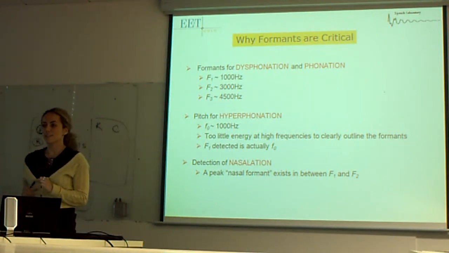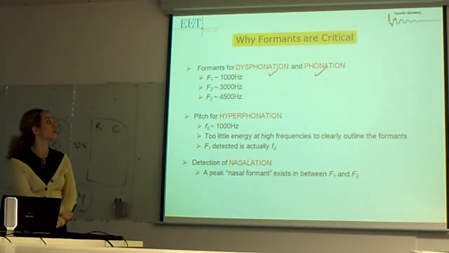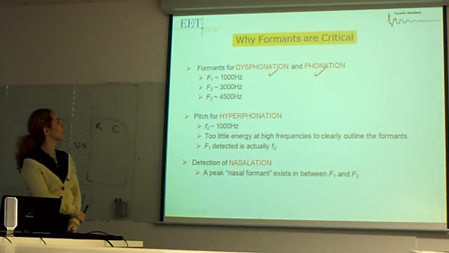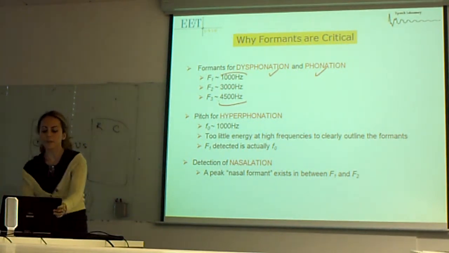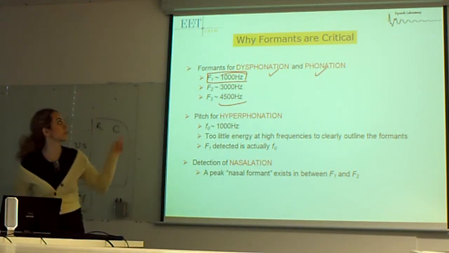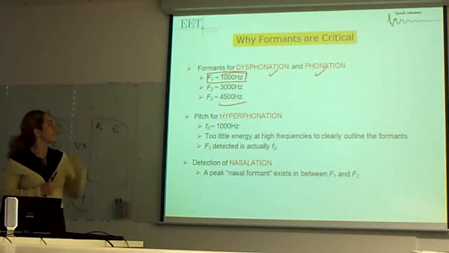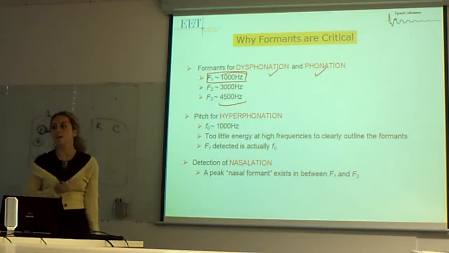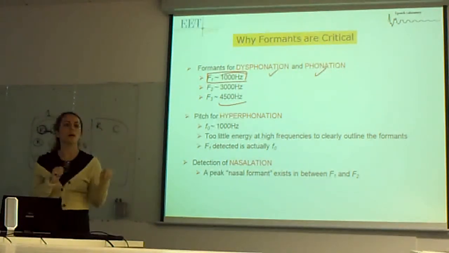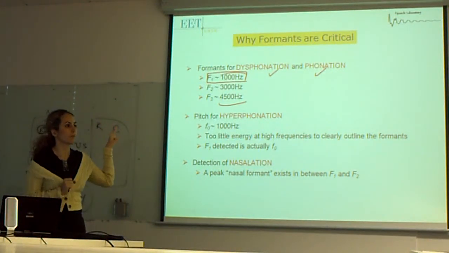There are different reasons. One of the reasons is that the formants for the two modes of the crying infants, dysphonation and phonation, are usually different, from 1000 to 4500. If you remember, for hyperphonation, what was this frequency? Do you remember for hyperphonation? Exactly. So then the pitch for hyperphonation would be confused with the first formant of dysphonation or phonation. So for us, it's very important to have a very robust formant extraction technique that can avoid that problem.